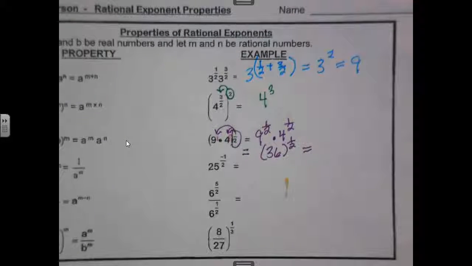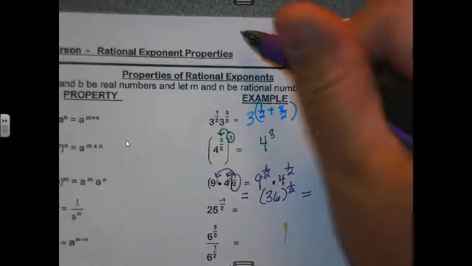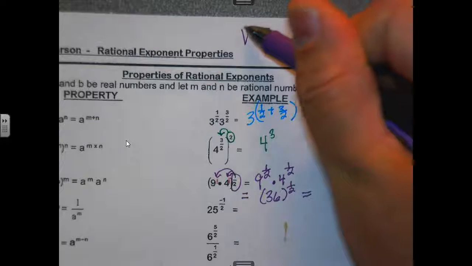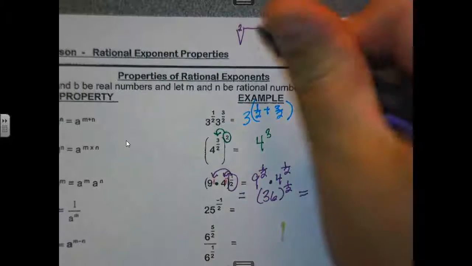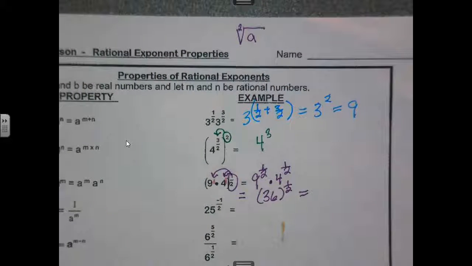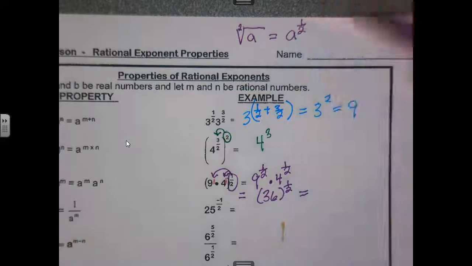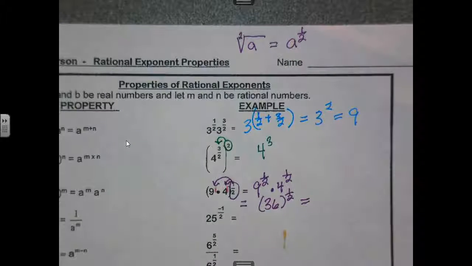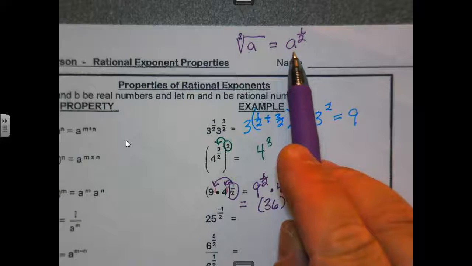What is anything raised to the 1/2? Anybody know? Square root. 1/2 is the same as taking the square root. Maybe you should put that up here somewhere. The square root of a number, there's a 2 there. We normally don't put it there. Square root of a number is that number raised to the power of 1/2. This is called radical form. This is called exponential form.